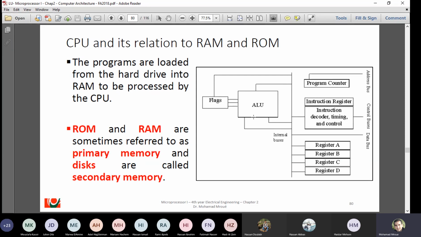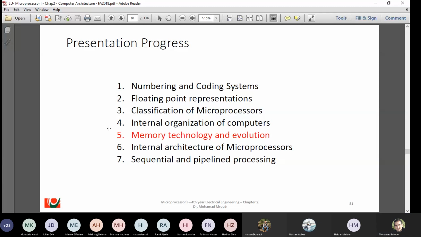Okay, like here we have the ALU. What do we mean by the flags? And the program counter. The program counter is a register inside the CPU that determines the address of the next instruction to be executed by the CPU. Okay, we have a set of registers inside the CPU. We also have the decoder and so on. We will see these details later. Question? Does anyone have questions?